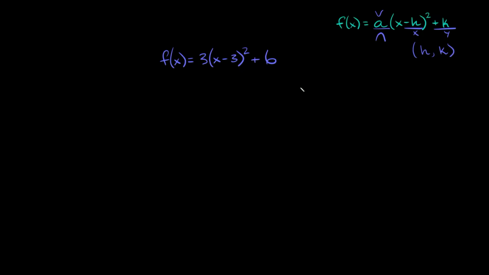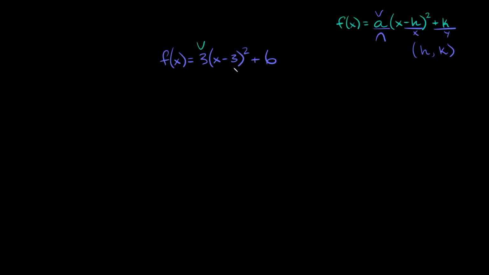Okay, so to clarify a little bit, let's go over this first example right here. f of x is equal to 3 times (x minus 3) squared plus 6, right? So the first thing you want to look at is your a number right here. So you can see it's positive, right? Positive 3. So that means our parabola is going to open up like that, okay?